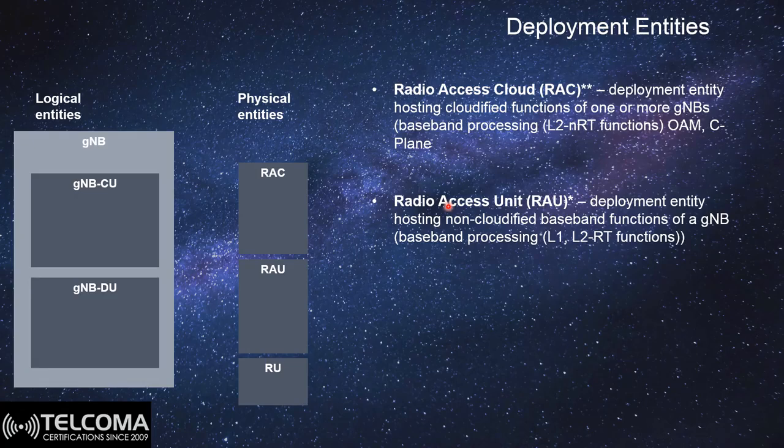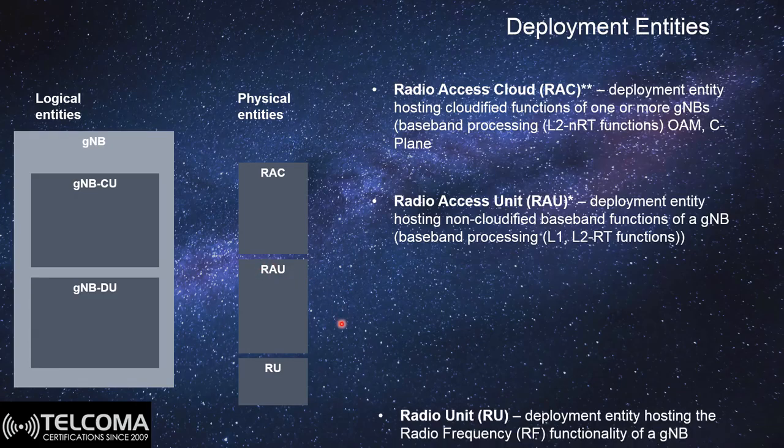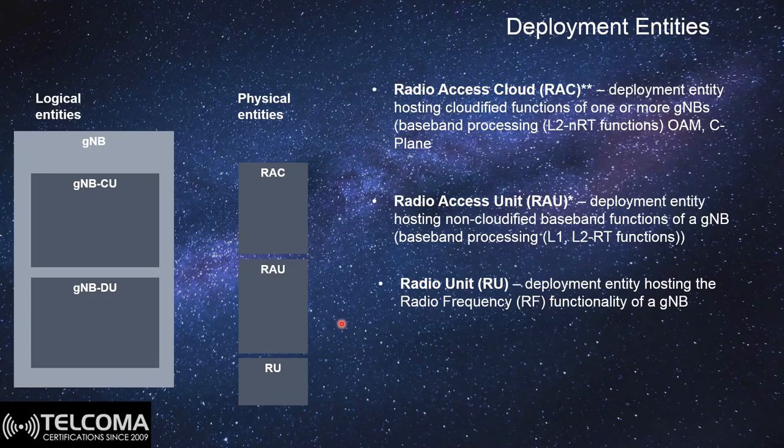And it will have the baseband processing, which is supposed to handle the layer 1 and layer 2 real-time functions. So the non-real-time functions will be held on the radio access cloud, but the real-time functioning will be held in the radio access unit. The radio unit, which is the last unit here, will be the deployment entity hosting the radio frequency and the main functional of the GNodeB.